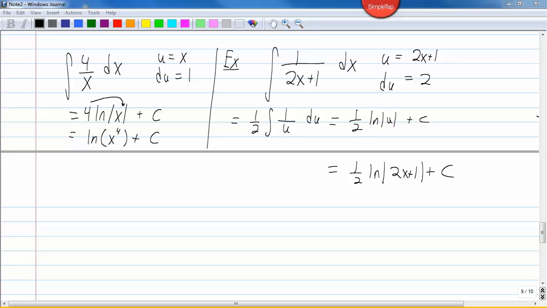Now remember, the good thing about integrals is you could take the derivative of this and check your answer. You don't have to, but if you take the derivative of this, you will get 1 over 2x plus 1.